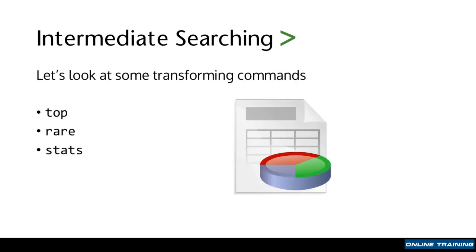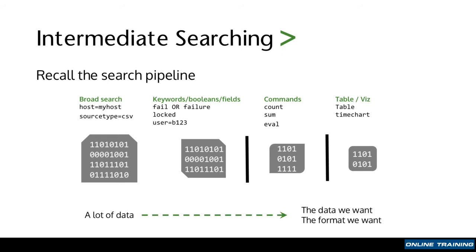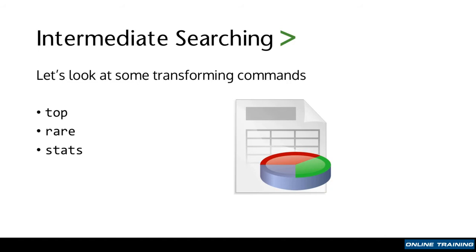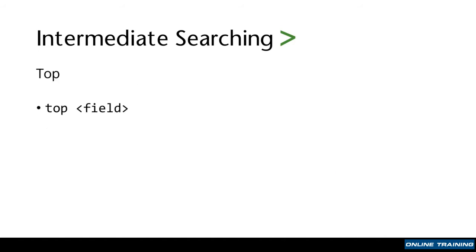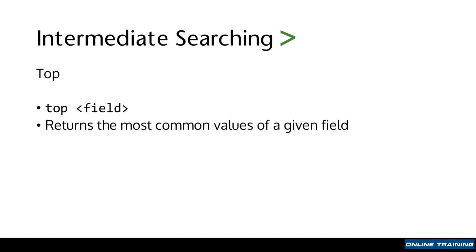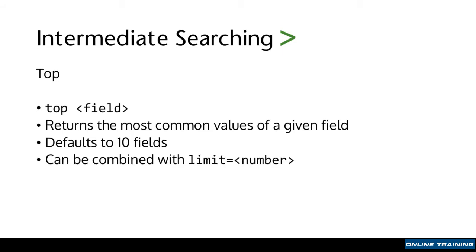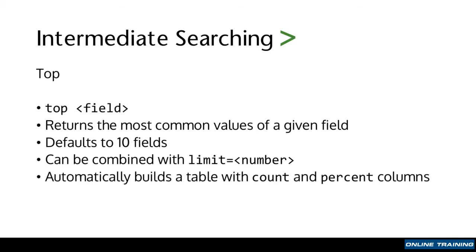The most popular transforming commands, and remember that happens under the commands, so the second step, are top, rare, and stats. For the top command, the syntax is top and then a field. And remember, it comes after the pipe. It returns the most common values of a given field, defaulting to 10, but you can combine it with a limit number if you need more than 10.